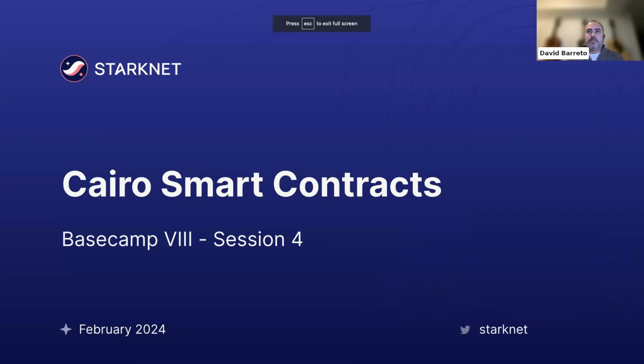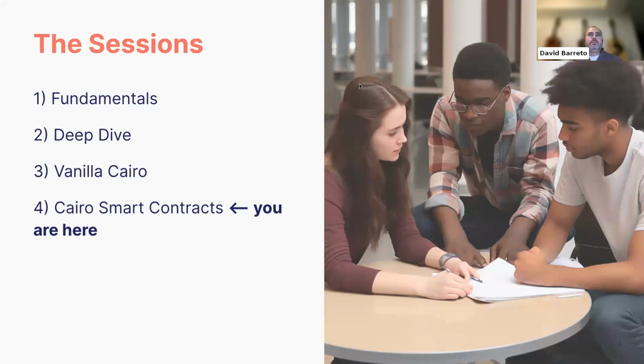Last session of this Basecamp 8, and this is all about Cairo smart contracts. So as a review, session 1, we covered fundamentals, a little bit about architecture. Session 2, deep dive, we actually went deeper into the architecture, some of the features of Starknet. Session 3, we actually learned about vanilla Cairo, in this case, just using Cairo on its own, not even on the blockchain, not even on Starknet. And we did that by solving Starklings. And then today is Cairo smart contracts.